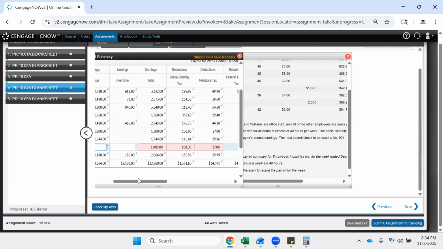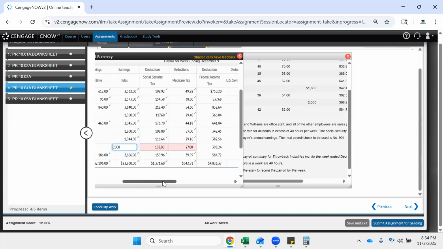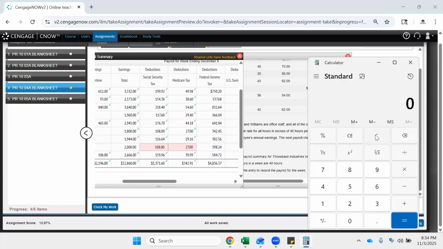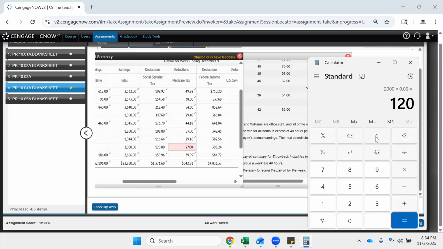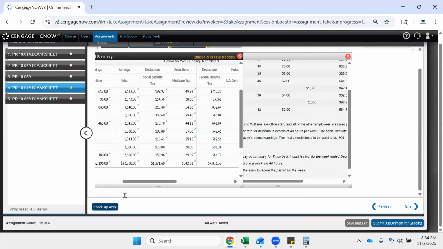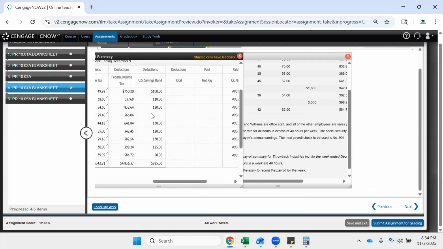Here it looks like we just made a mistake with the salary amount. Accidentally copied it from the one above. So we have to recalculate our Social Security and Medicare tax based off of the $2,000. Perfect. Okay. On to calculating the total deductions.